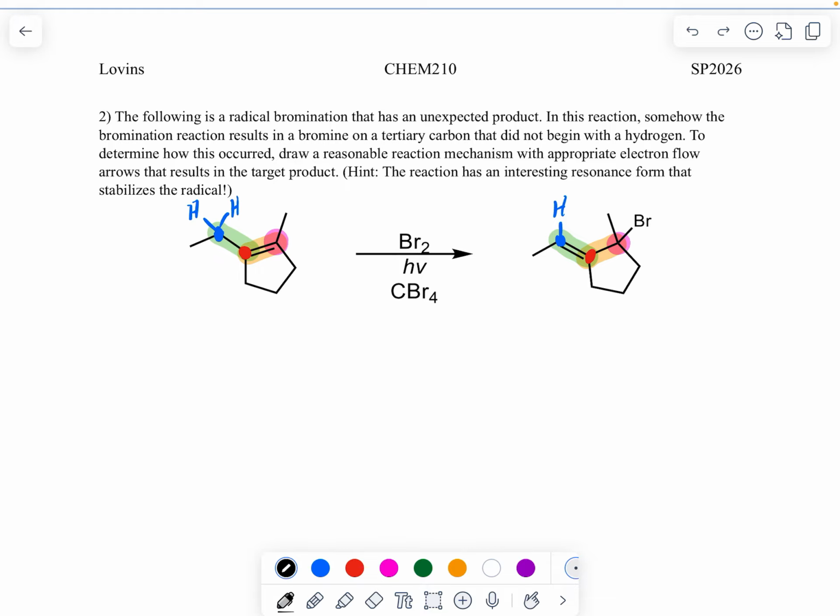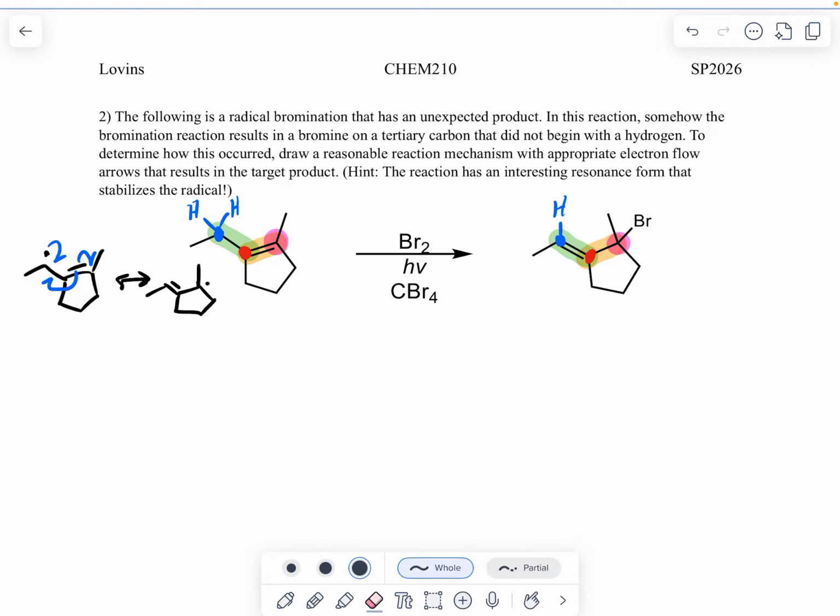Well, if we think about this in terms of the radical that would form from this hydrogen being taken, we would have a radical right here. And that radical is 1 carbon away from a double bond, which means that we can draw a reasonable resonance form here that utilizes the radical in such a way that we get to place it onto that tertiary carbon where our bromine ends up. Right? And so this is a telltale sign that that resonance form is very important for us. So what we're going to do is now draw this mechanism for the radical bromination, keeping in mind that this hydrogen is the one that we want to take.